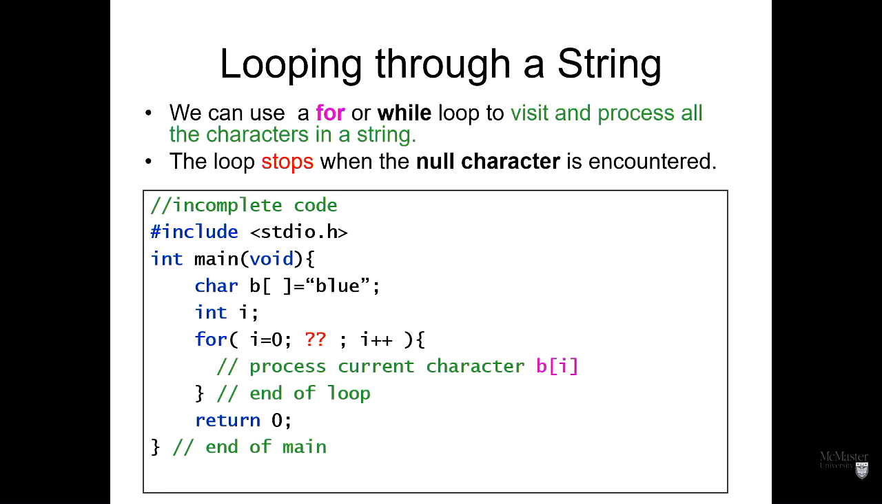While, right? Because now we don't have a number of iterations, which is the best use case for for. You actually have a condition, which is saying if this character is not null, do something. Otherwise, you are done, right?